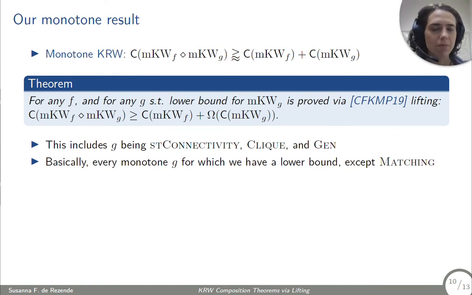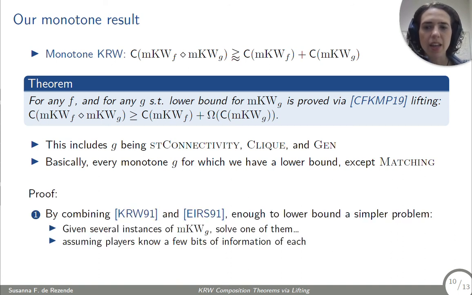So let me just give an idea of how the proof works. The proof has two steps. In the first step, we combine these two previous results to show that it's enough to prove a lower bound on a simpler problem. Namely, given several instances of the monotone KW game on G, Alice and Bob should solve one of them. And we assume that prior to the communication, the players already know a bit of information about each of these instances. This is the first step.